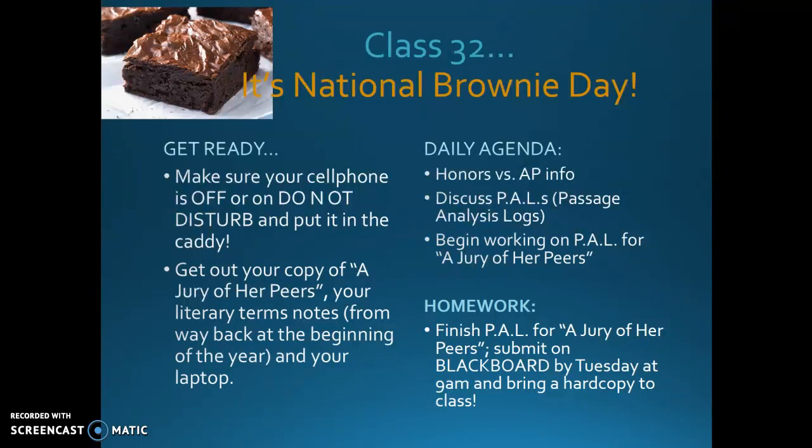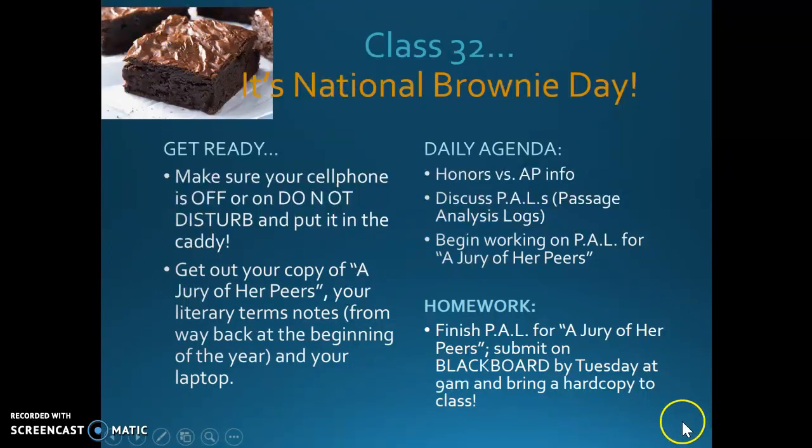You'll note that for homework, you need to finish your passage analysis log entries for A Jury of Her Peers. You're going to submit on Blackboard by Tuesday at 9 a.m. and you're also going to bring a hard copy to class. So you need to make sure that those are submitted online as well as bringing a hard copy to class.